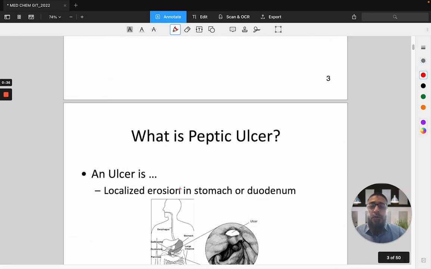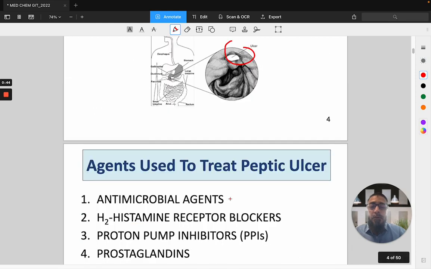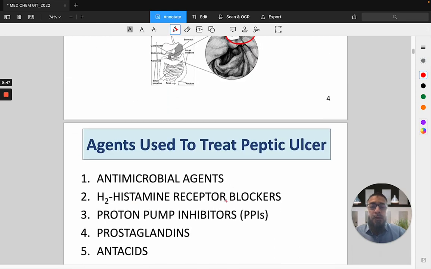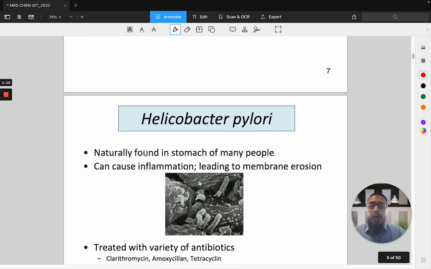So first of all, what is the peptic ulcer? The peptic ulcer is the localized erosion in the stomach and duodenum. What agents are generally used for the treatment of peptic ulcers? Generally the antimicrobial agents, H2 histamine receptor blockers, proton pump inhibitors, prostaglandins, antacids, and mucosal protective agents. So we will see some examples of these agents one by one, and how they function.